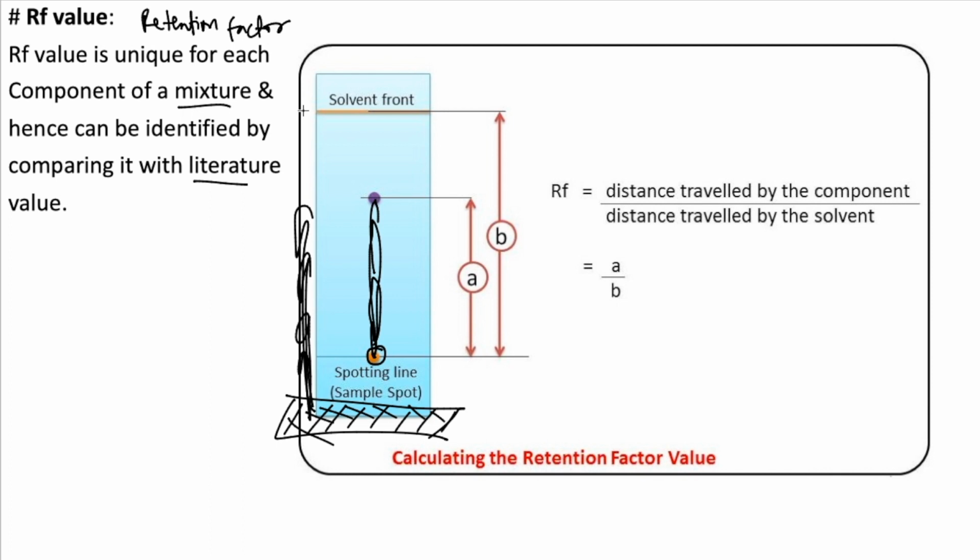The solvent will move much further, to the point which is called the solvent front. Whenever we do paper chromatography, we keep the paper in the solvent for a longer duration so that the solvent reaches the solvent front. That means it should travel the whole distance here, and then we see how much the spot has traveled. So when you divide the distance traveled by the component by the distance traveled by the solvent, A upon B, that is going to give you the RF value, or the retention factor value, for that particular spot, and then you will be able to find out what exactly has been separated out from your sample.